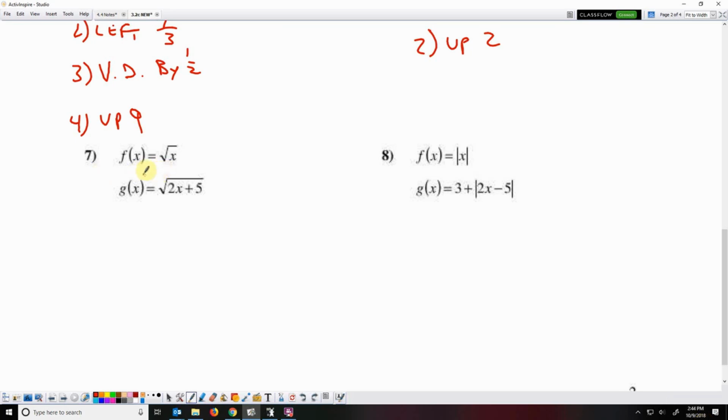All right, number 7. F of x equals the square root of x. Okay, so just a reminder, it looks roughly like that. So two things happen here, and they both are inside of that square root. So they are both horizontal. The first thing is multiplying, so that's a horizontal dilation by 1/2. Then there's a plus 5 in there, so it's going to move left. Remember, it doesn't move left 5, it moves left 5 over 2. So it moves left 5 halves, or 2.5.